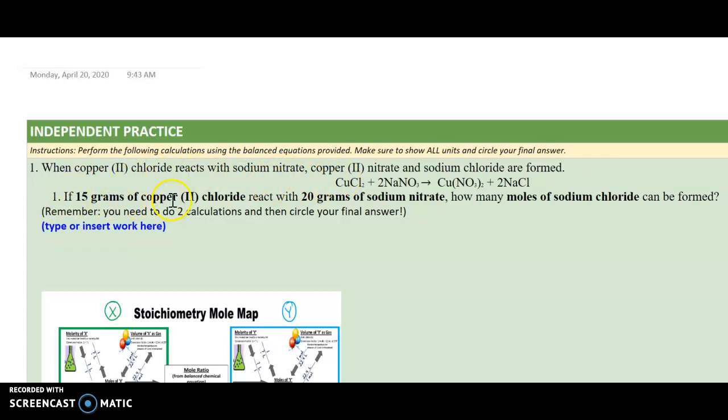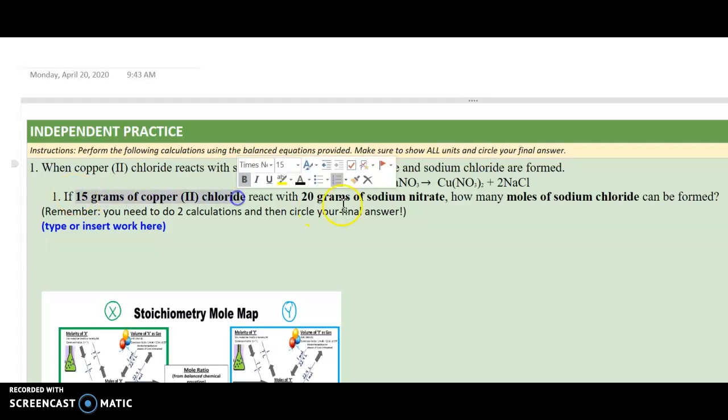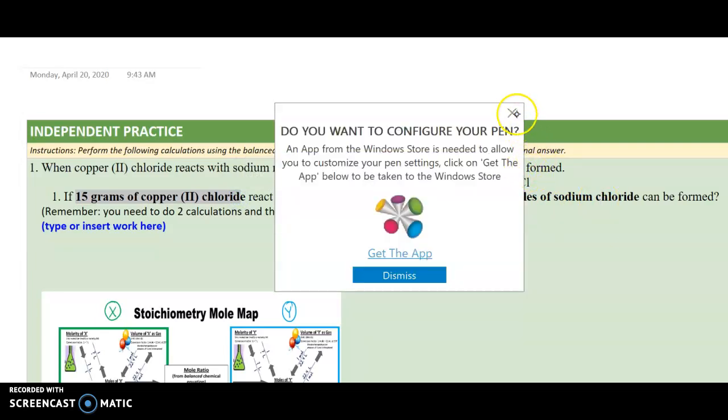If 15 grams of copper 2 chloride reacts with 20 grams of sodium nitrate, how many moles of sodium chloride can be formed? Now I have two givens, which means I need to do two completely separate problems. So I usually just start with my first given just because it's first. So what I like to do, so I don't get confused, is cross out everything I don't need. So 15 grams of copper 2 chloride is going to react with this, and what am I looking for? So I'm looking for sodium chloride.